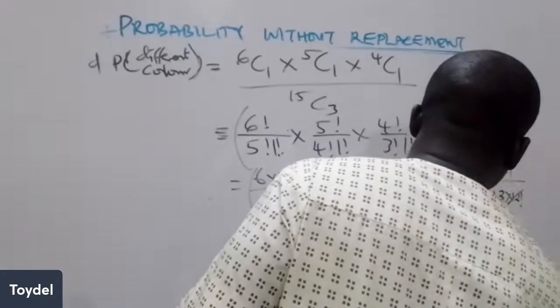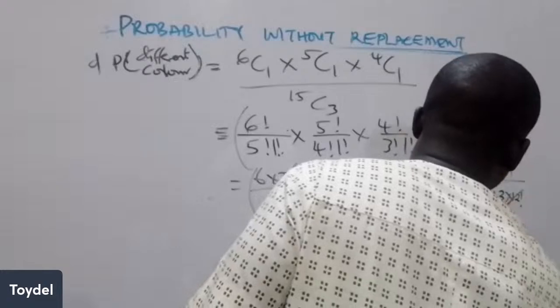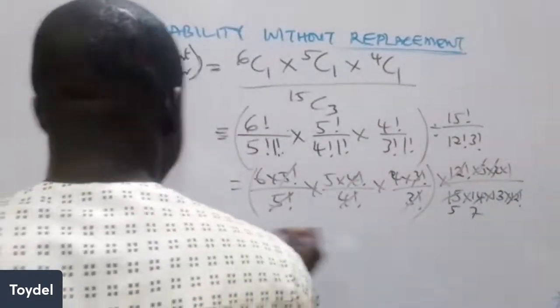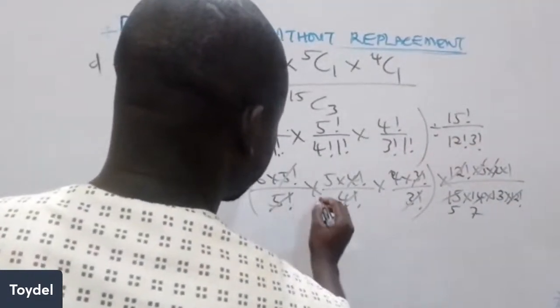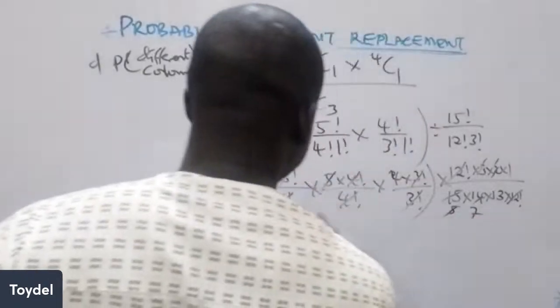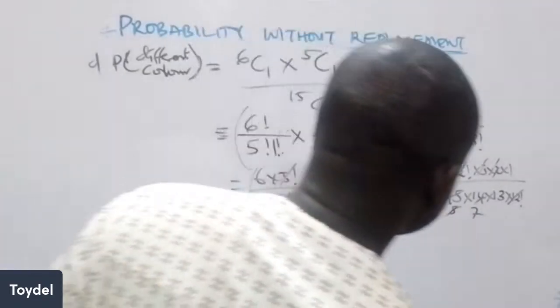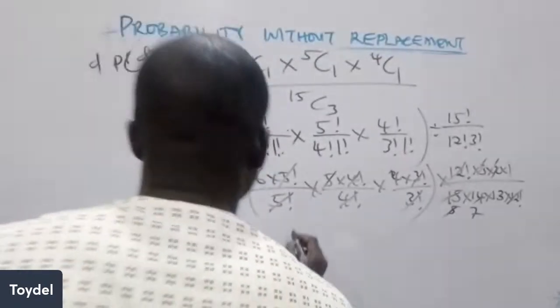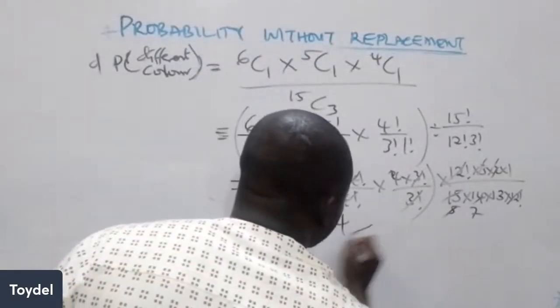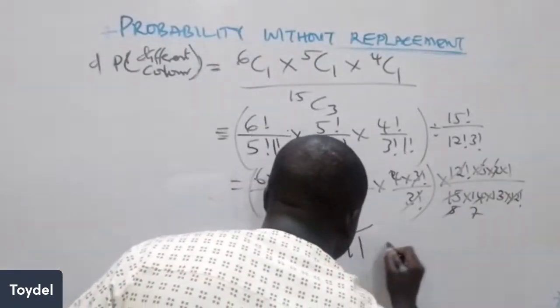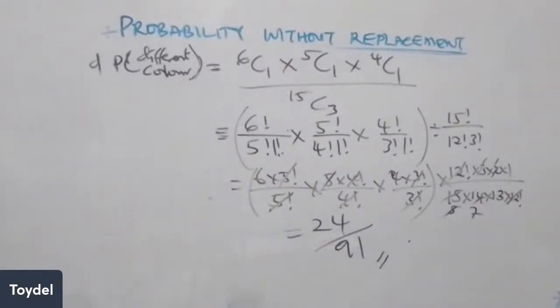3 here 1, 3 here is actually 5, 7. So at the end of the day, 5 will take care of 5. We are going to have 6 times 4, that's 24, all over 7 times 13, 91, which is the same thing as what we got when we used the normal probability approach.